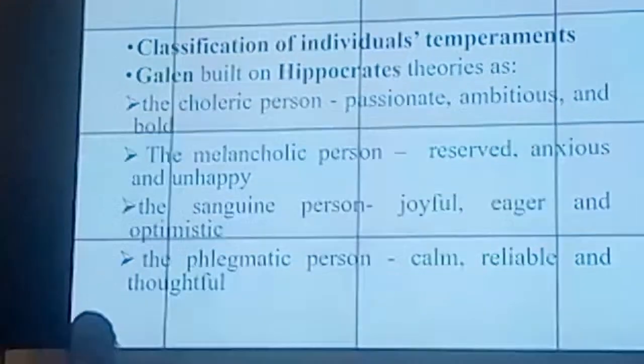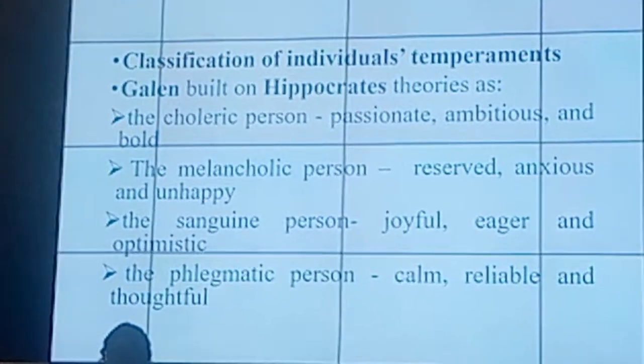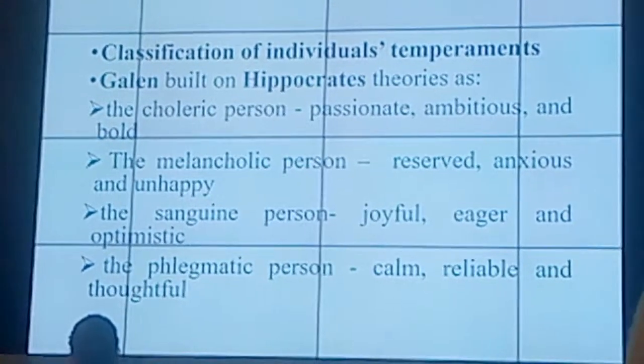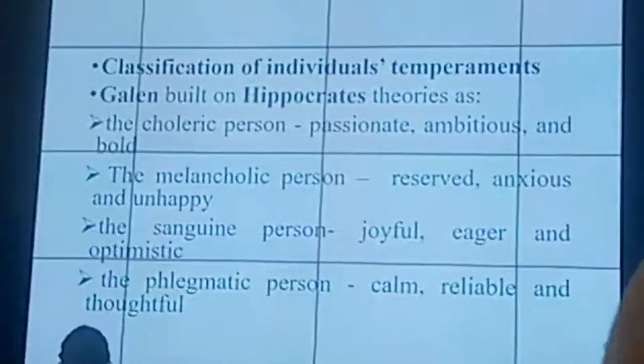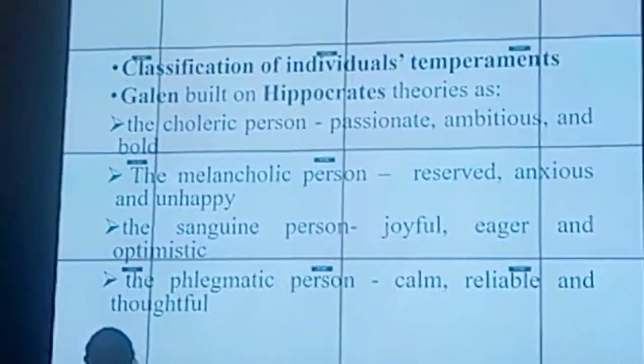We have classifications of individuals in temperaments. Galen built on Hippocrates' theories. These Galen people were also theorists. They built on what others, like Hippocrates, who started writing about personalities, had done. They saw a gap and then wrote something on what Hippocrates left behind.